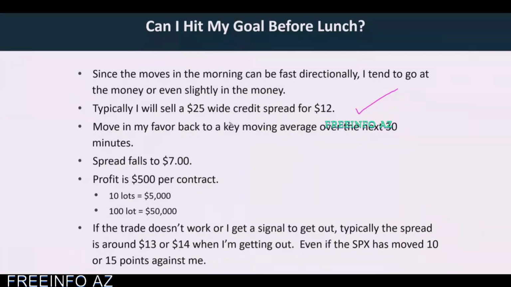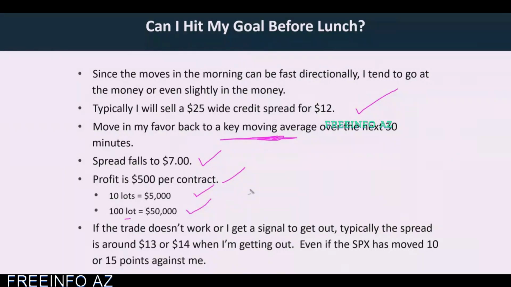I'm looking for a move in my favor back to the key moving average, and that's the part we're going to talk about next. Spread falls to about 7, and I'm getting out at $500 per contract. So if I've got 10 contracts, that's $5,000. If I've got 100 contracts, that's $50,000, et cetera, et cetera.